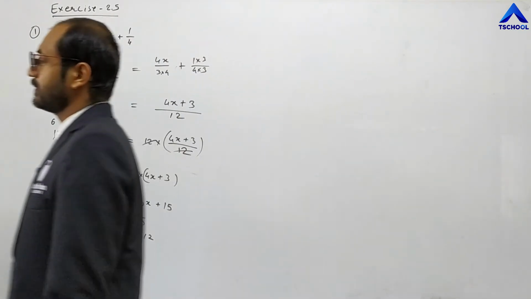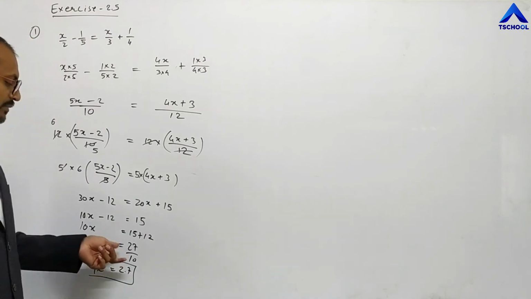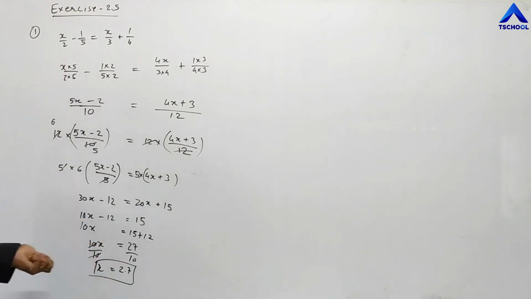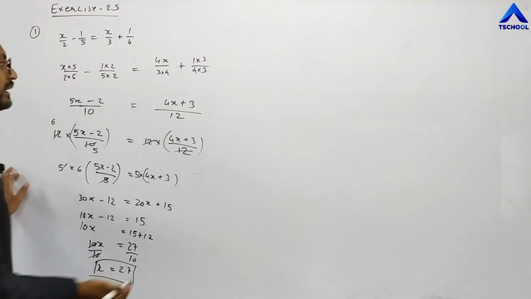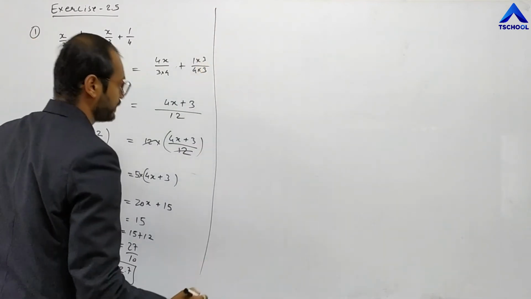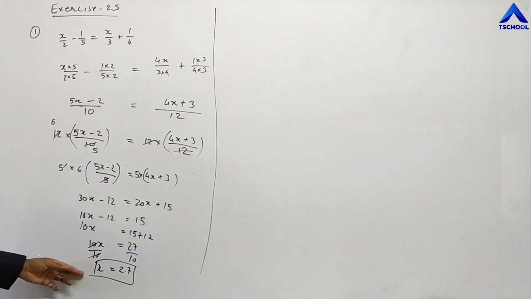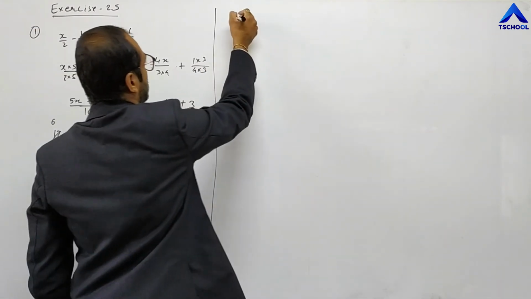You can write this as 27 by 10 also. But if you write 2.7, there is no change in the answer. So let me verify this. Is it correct or not? So what is the LHS?